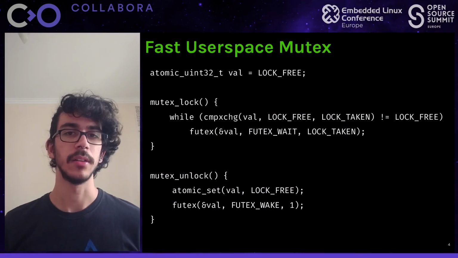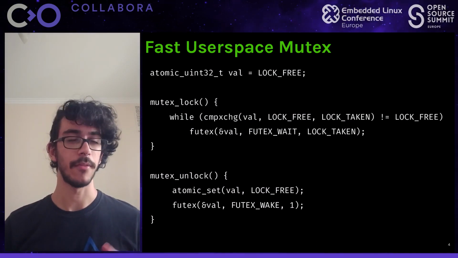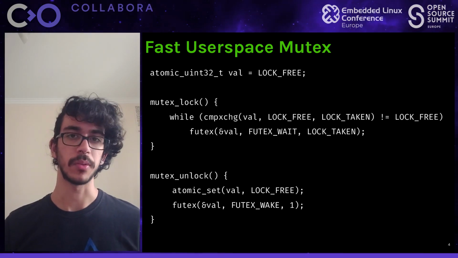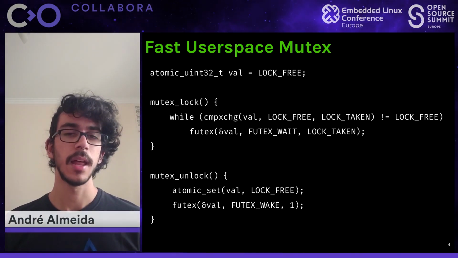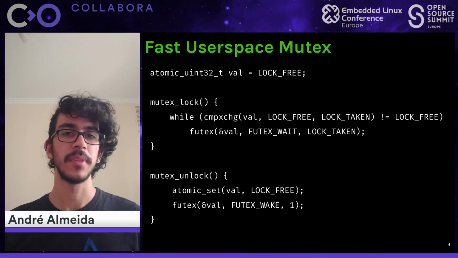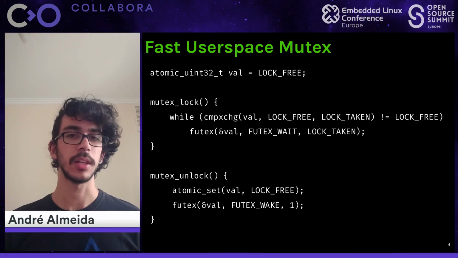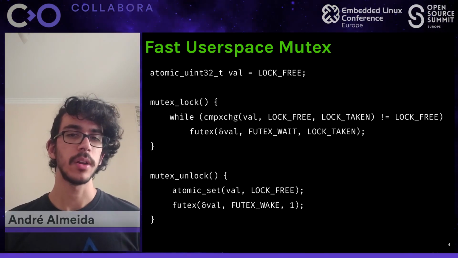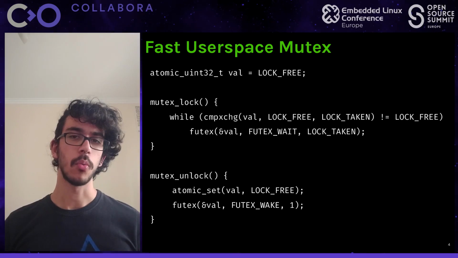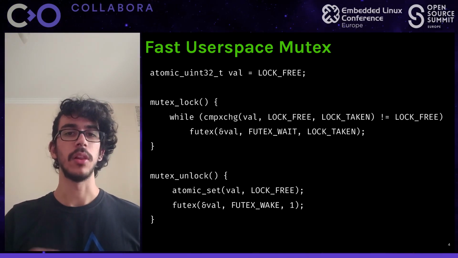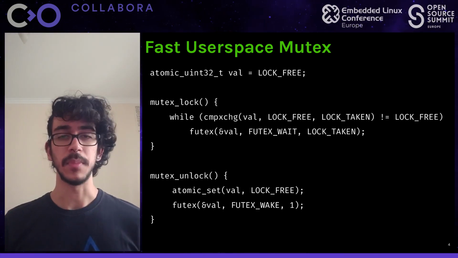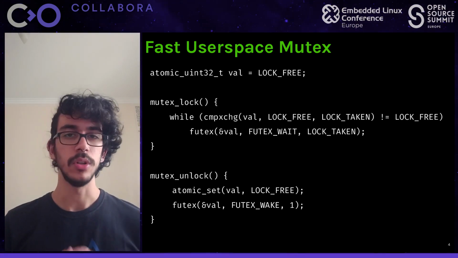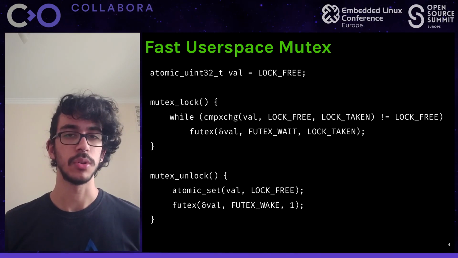And here we can see an example of how to implement a very basic mutex using Futex. So on the locks, the first thing we do, we create an integer of 32 bits that will hold a value, and this value will set the state of the lock. So we initialize it with lock 3, and then on the lock side what we do is we try to do a compare exchange operation atomically. So we want to replace the lock 3 value with the lock taken value. If we manage to do that, that means that the lock was free and this thread was able to take it. So we don't need to call Futex, we just continue the execution of the code.